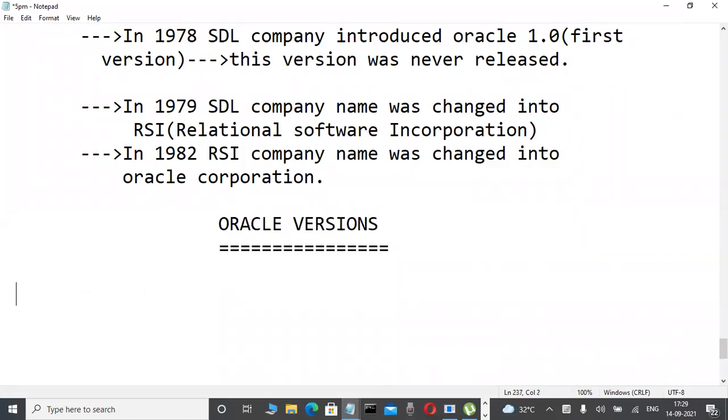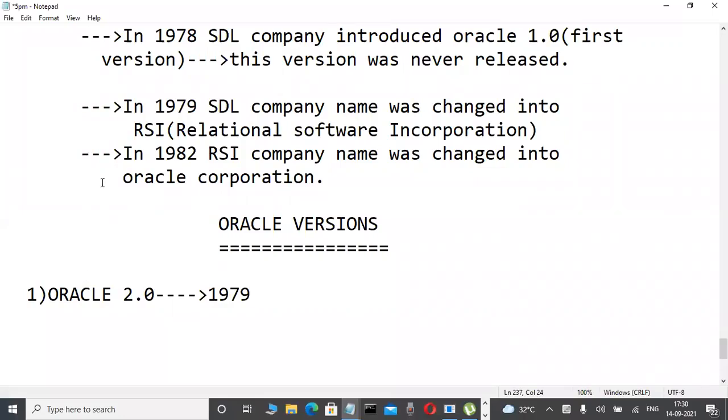Now the first one: what is the first version of Oracle? Anybody have an idea? Oracle 2.0, very good. 2.0 is the first version, because with this version they released it to the outside market. In which year did they release this Oracle 2.0? 1979 only.